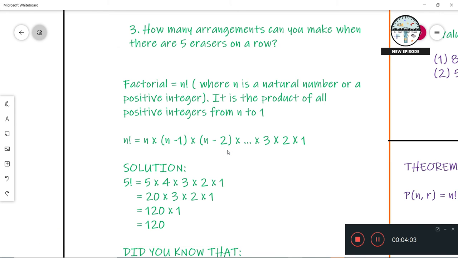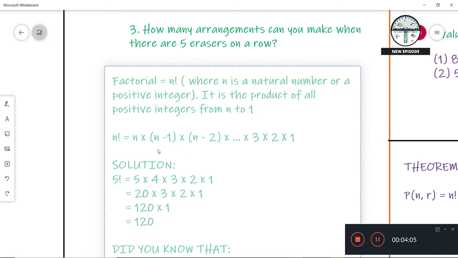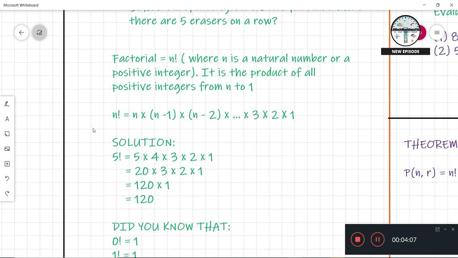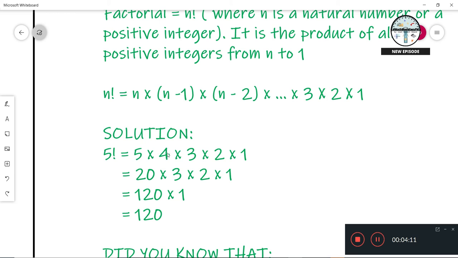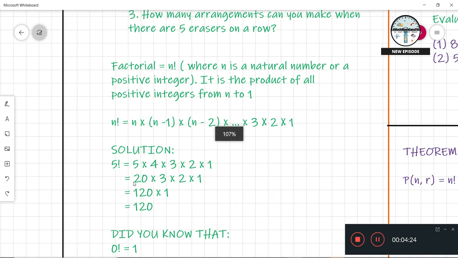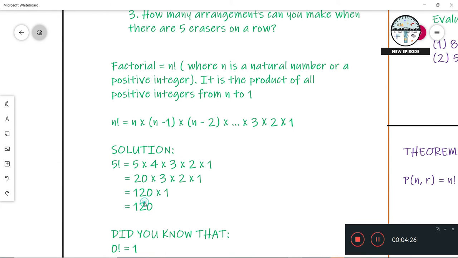So let's go back to the problem. The solution is 5 factorial. So we have 5 times 4 times 3 times 2 times 1. That is equal to 20 times 3 times 2 times 1, and we have 120 times 1, so we have 120 arrangements.